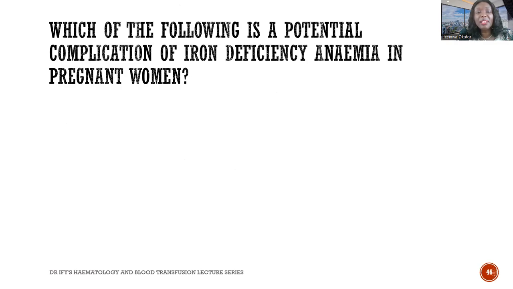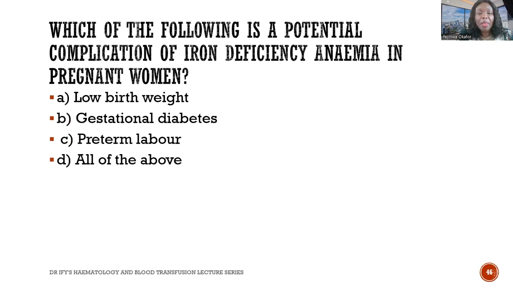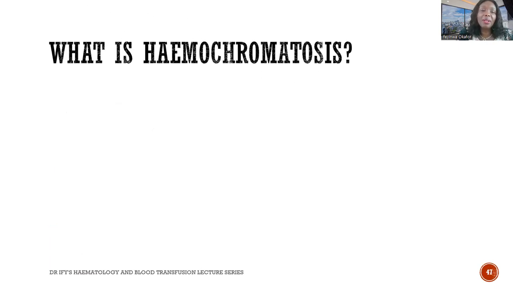Which of the following is a potential complication of iron deficiency anemia in pregnant women? Low birth weight, gestational diabetes, preterm labor, all of the above. Answer D, all of the above. Iron deficiency anemia can lead to low birth weight in pregnancy, gestational diabetes, preterm labor, and other negative pregnancy outcomes.